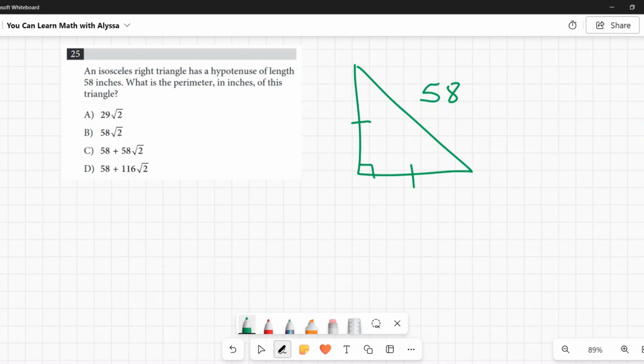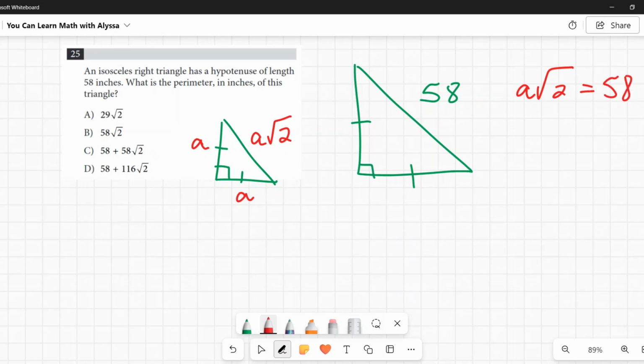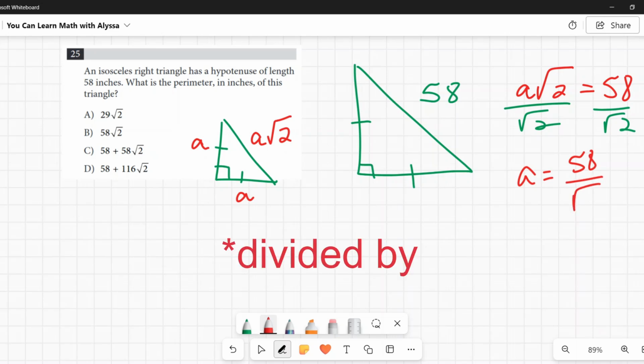So you can solve this using the pattern for an isosceles, or 45-45-90, right triangle, which is: if this side is A and this side is A, this is A times the square root of 2. You can use that pattern over here. So if you want to find the legs of the right triangle, since this is A times the square root of 2, to find A, I need to divide both sides by the square root of 2. So that would be A is equal to 58 over the square root of 2.